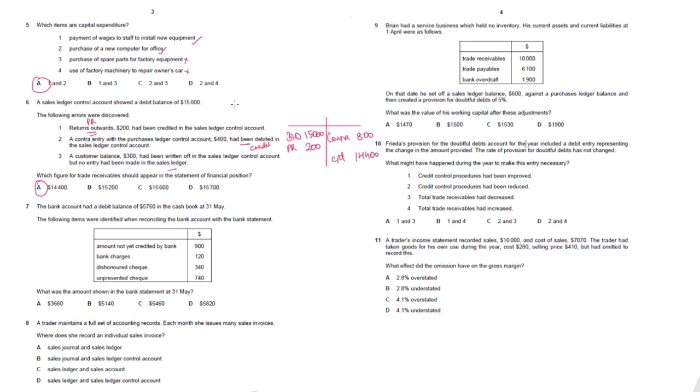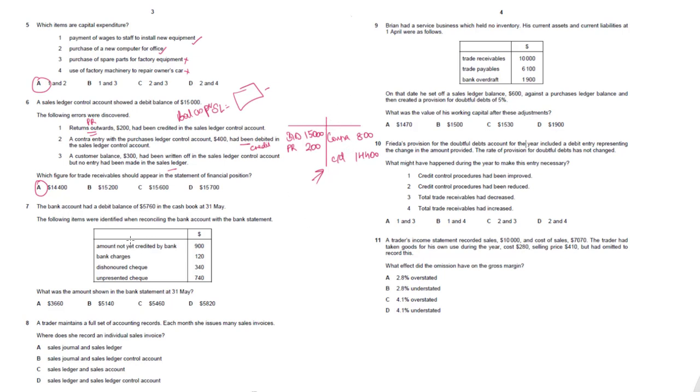Had they given the balance as per sales ledger, I would have taken that and adjusted this error number 3 to arrive at the same answer, 14,400. But since they've not given that, the only way to do it is by preparing the corrected control account.